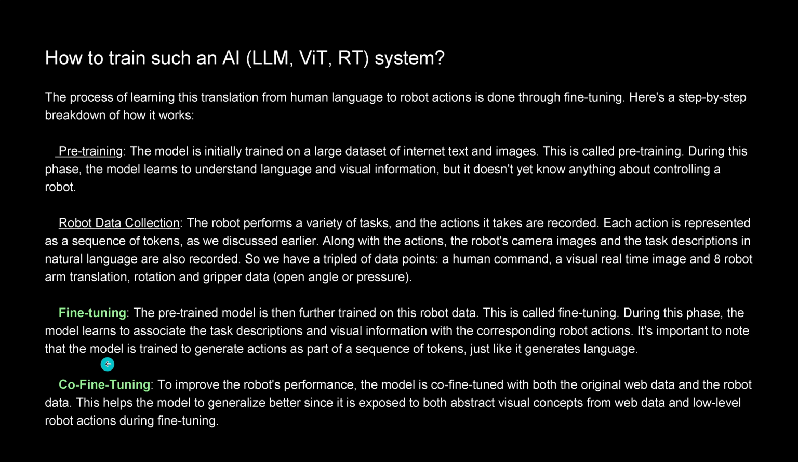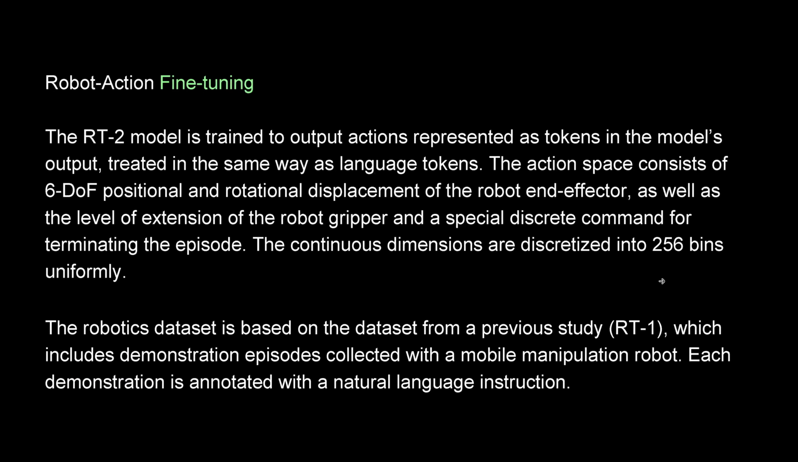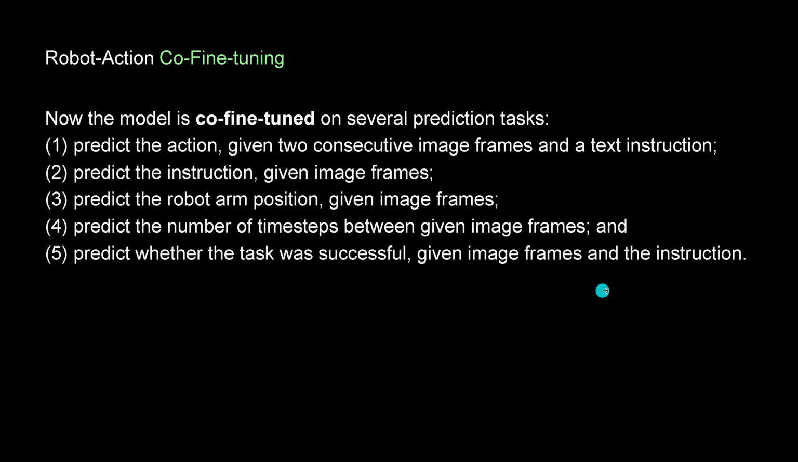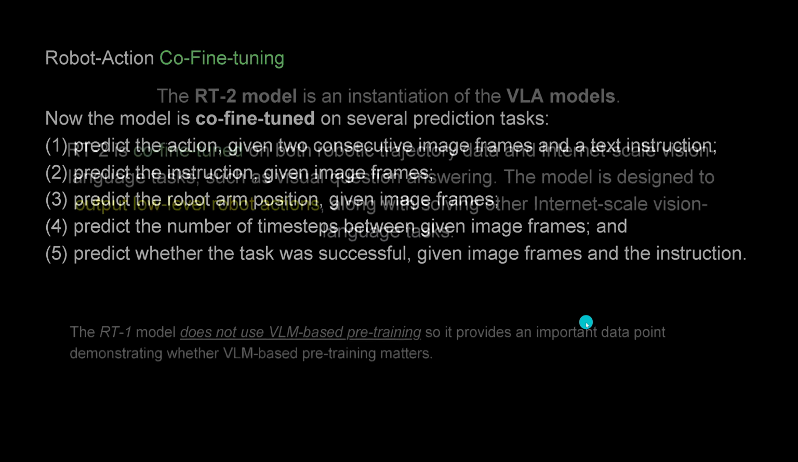We again co-fine-tune this on the original web data with the robotic data. They say this helps the model to generalize better, since it is exposed to both the abstract visual concept from the web data and the low-level robotic action during the fine-tuning. So this is an additional second fine-tuning step they call co-fine-tuning to improve the performance of the system. Again, fine-tuning explained, co-fine-tuning explained. You can do this between different tasks and given some images, the robot understands what's going on.